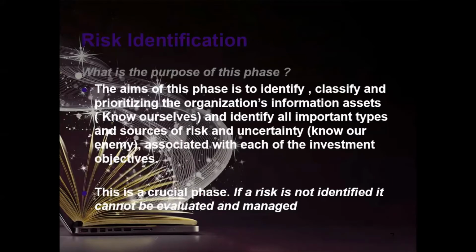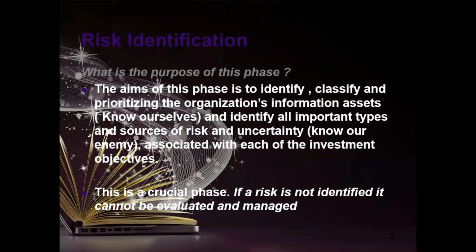Now let's start the first phase. The first phase of risk management is risk identification. The purpose of this phase is to identify, classify, and prioritize the organizational information assets, and identify all important types of sources of the risk and uncertainty associated with each investment objective.